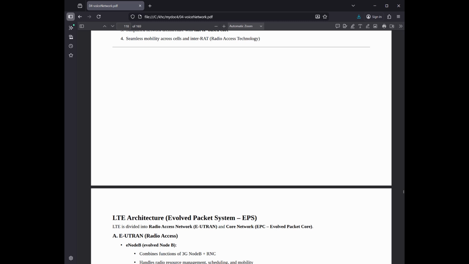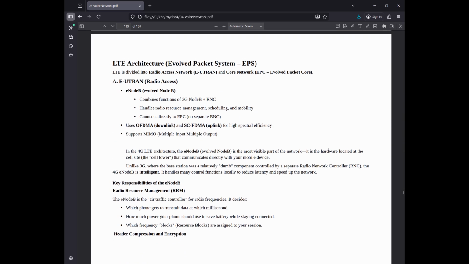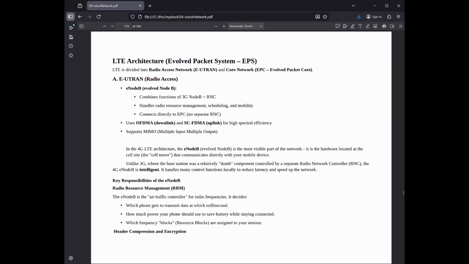LTE architecture, the Evolved Packet System (EPS). LTE is divided into the radio access network, E-UTRAN, and the core network, EPC (evolved packet core). E-UTRAN, the radio access: the eNodeB (evolved NodeB) combines functions of the 3G NodeB plus RNC, handles radio resource management, scheduling, and mobility, and connects directly to the EPC with no separate RNC. It uses OFDMA (downlink) and SC-FDMA (uplink) for high spectral efficiency, and supports MIMO (multiple input multiple output).